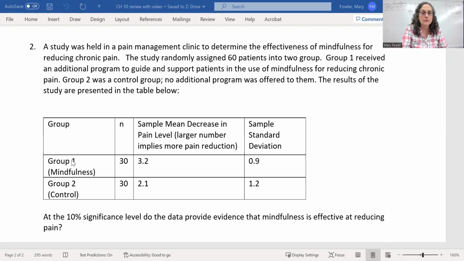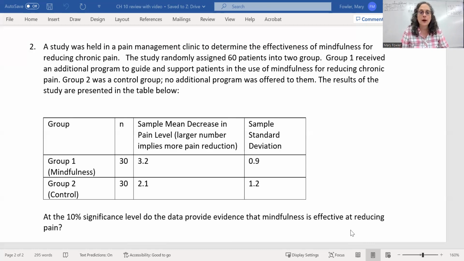So here we have group 1, which was the mindfulness group, and group 2, the control group. We're given the sample size, 30 in each group. And here we have a sample mean decrease in pain level. So we're decreasing pain, so large number implies more pain reduction, okay? So we have the sample means here and also the sample standard deviations. The question is, at the 10% significance level, do the data provide sufficient evidence that mindfulness is effective at reducing pain.